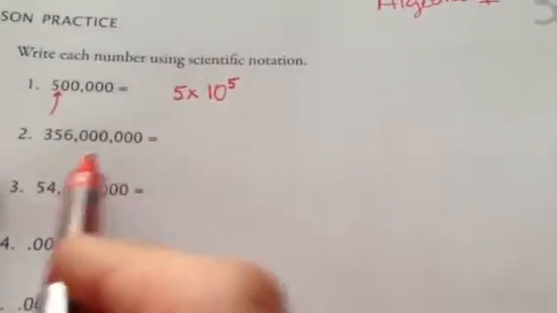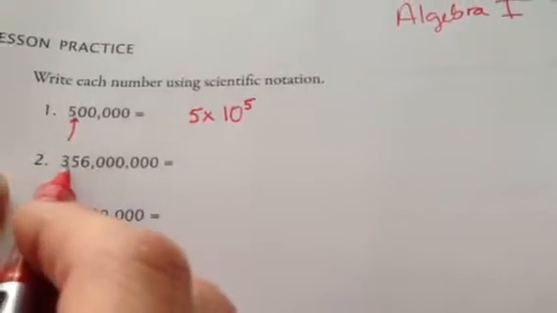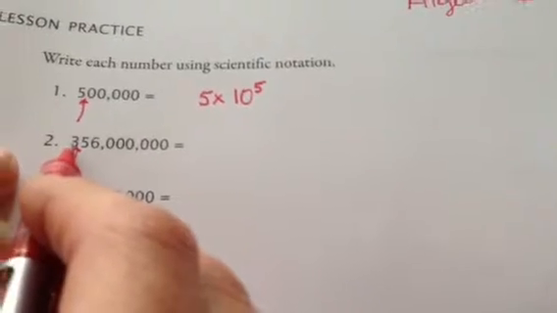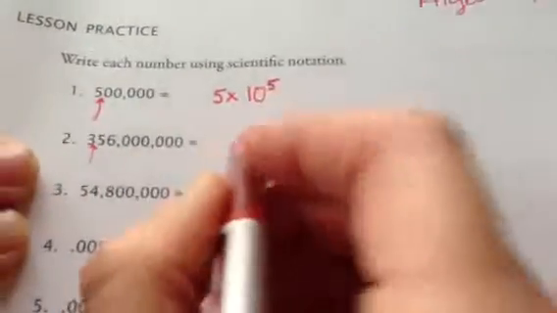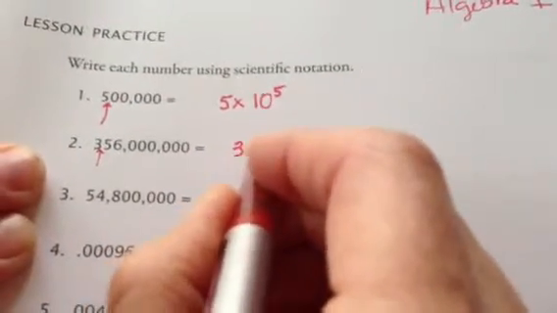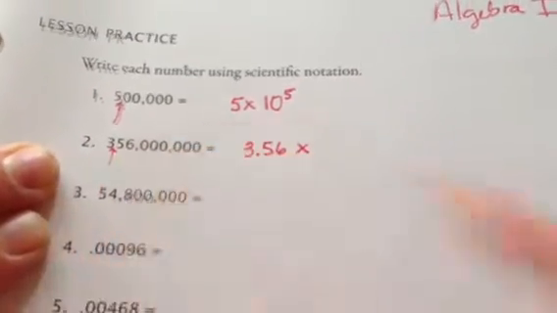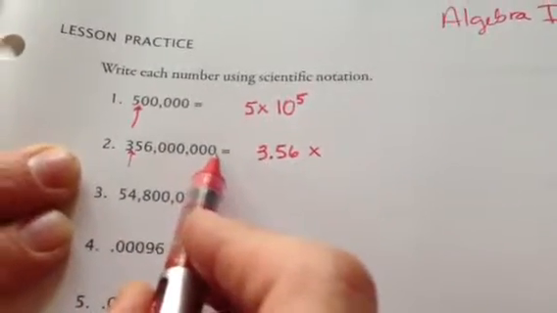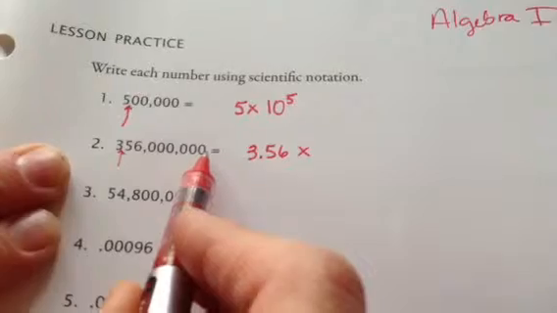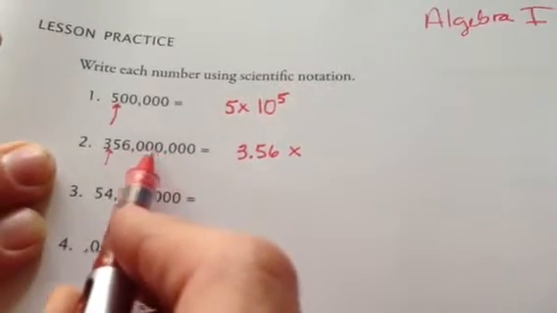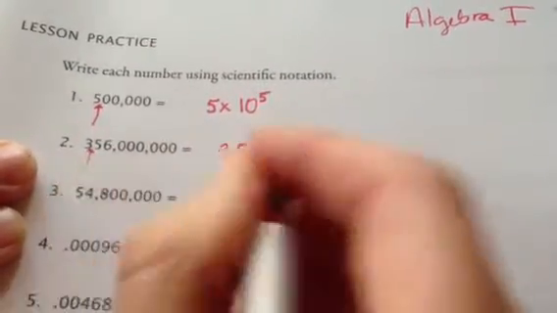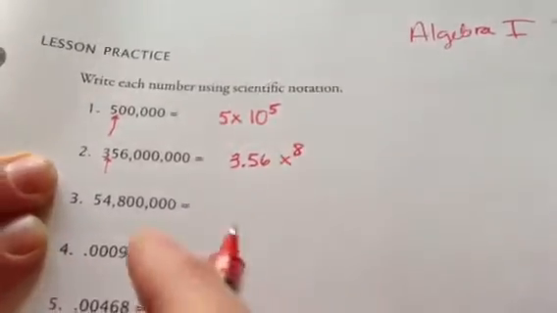Okay, so I'm going to keep this simple. This one, your decimal, you want it right here, because remember you only want one number to the left of your decimal. So I'm going to write 3.56. You can just kind of drop all those zeros. But then remember your decimal's back here if you don't see it. So how many places did you move it? 1, 2, 3, 4, 5, 6, 7, 8. So it would look like that.